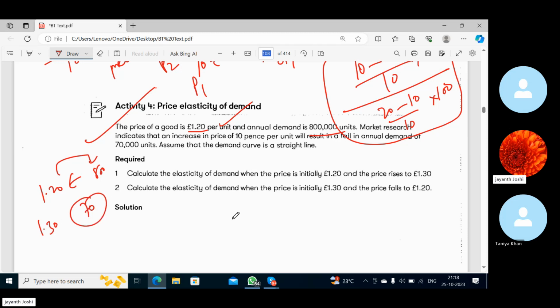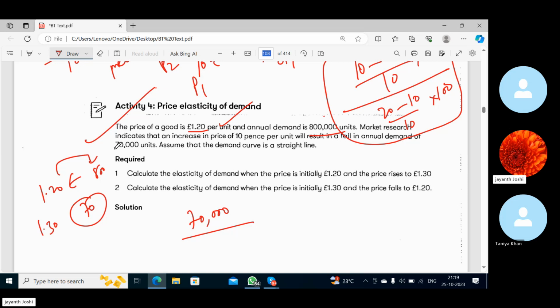So they have given the change, right? So change in demand is 70,000. Correct or wrong? Yes, sir. So first we'll find out the percentage change in quantity demanded, and then we'll find out the percentage change in price. Okay, so annual demand is this, a fall in demand of 70,000 units. So almost how many units have fallen? Previously it was 8 lakh units, right?